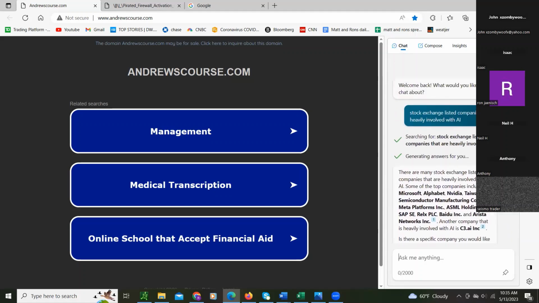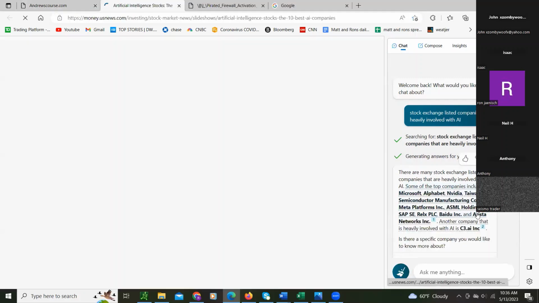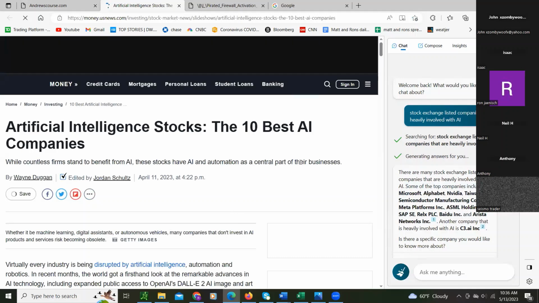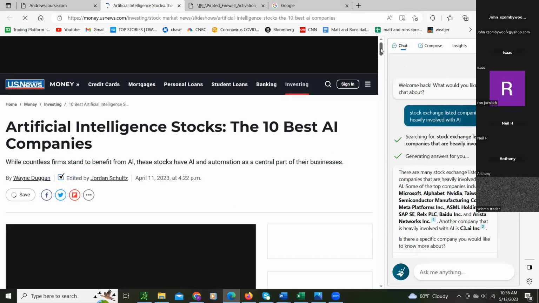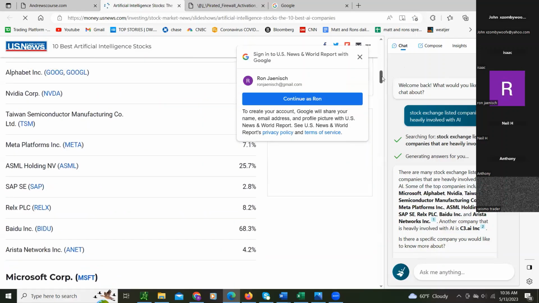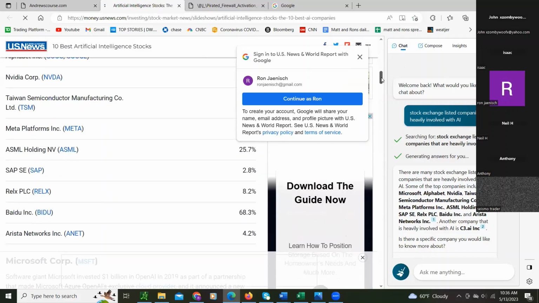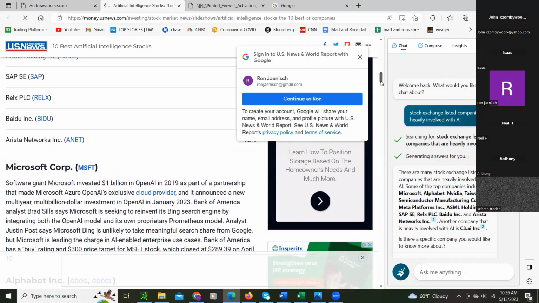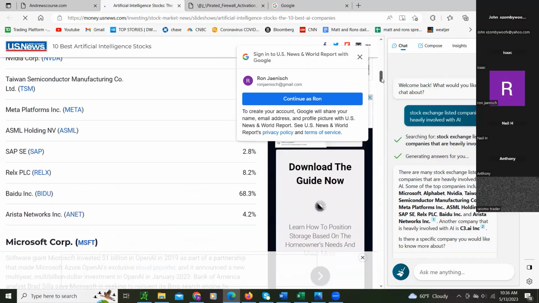I think NVIDIA is probably the best one. Yeah, I believe so. Arista Networks, whoever that is. Here we go. Here's somebody who says the best. Oh, it took this from an article. Oh, how sneaky. Well, maybe. Let's see. It just took this from an article. That's where it got the answer.